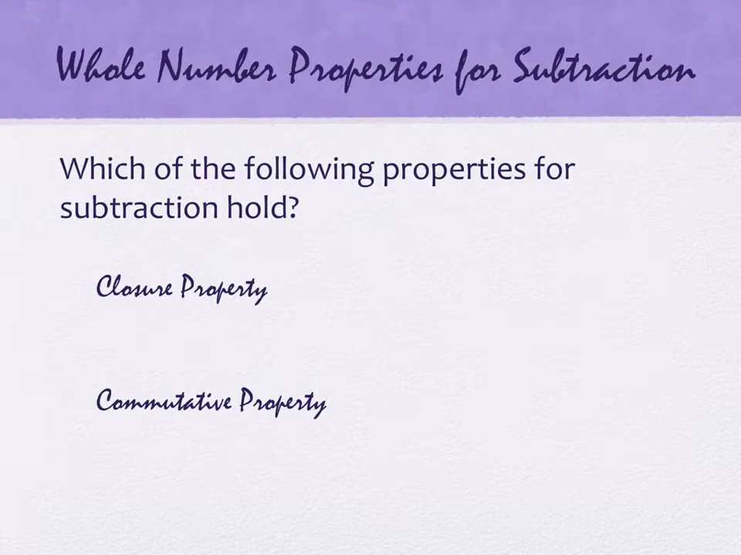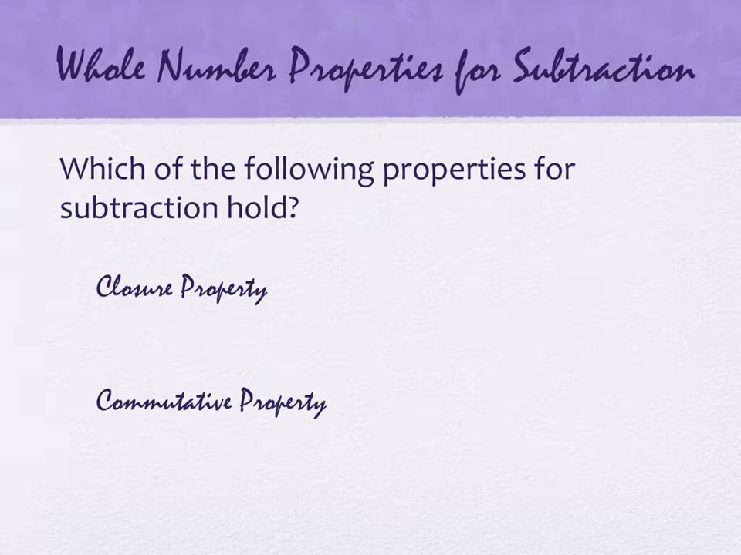Thoughts on closure. Are the whole numbers closed with the operation of subtraction? In other words, if I added 2 numbers, it didn't matter what they were, I'm always going to get another whole number. Will that work for subtraction?